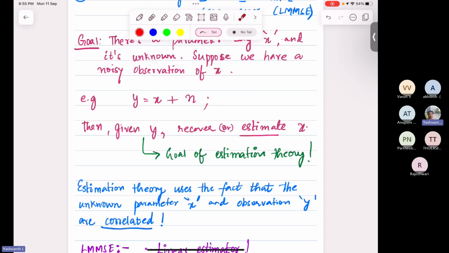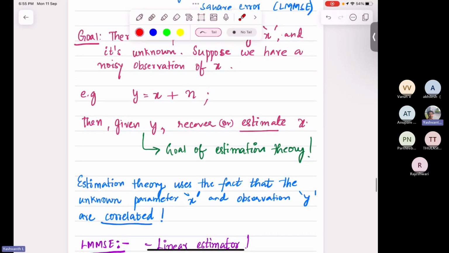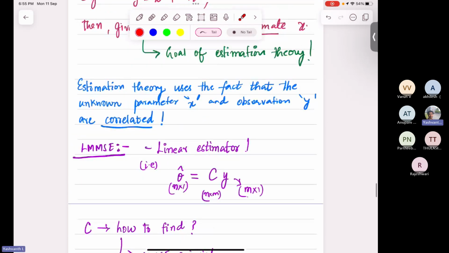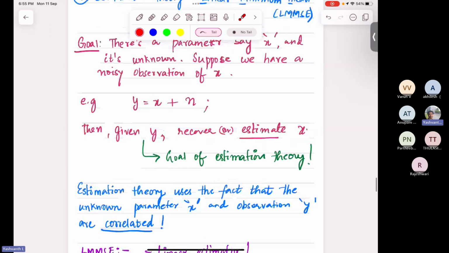That basically was quantified by the correlation. So the same principle applies here also. If I know Y, can I tell you what X is? Only if X and Y are correlated can I do that job. Otherwise, I cannot do that. So estimation theory, at its finest level, uses the fact that the observation and the unknown parameter have some non-zero correlation. Okay, now this is about the basic estimation theory paradigm.